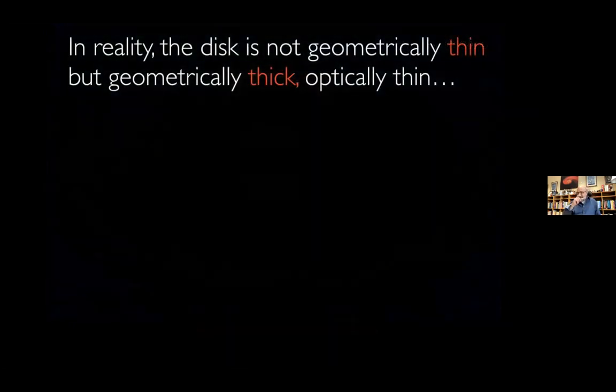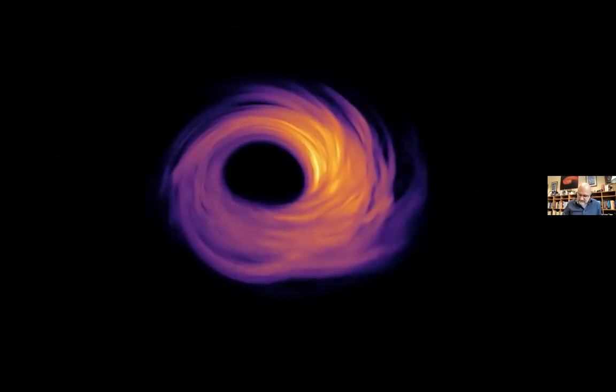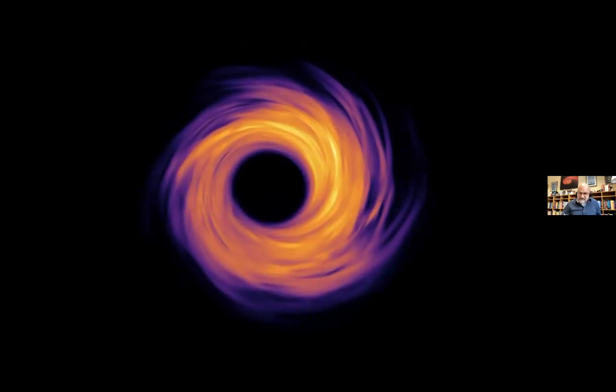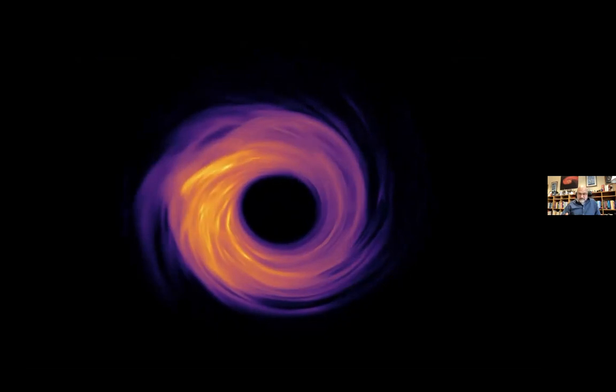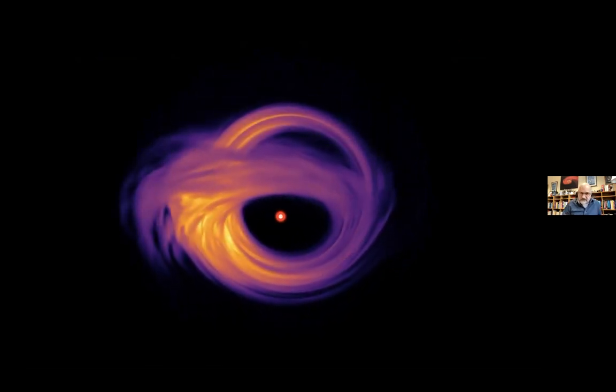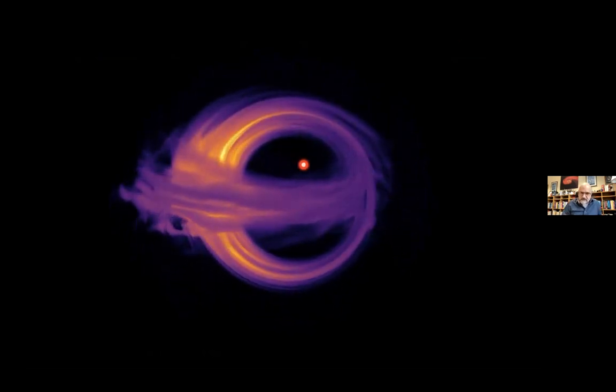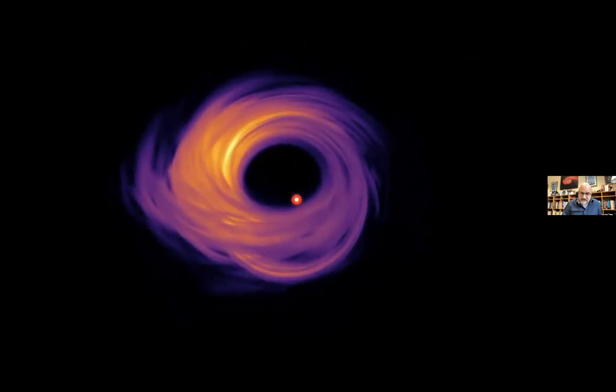Now, as I explained, and as is wrong in Interstellar, the disk is optically thin, but geometrically thick. And so the kind of disk that you have to imagine is like so. And now I'm rotating, so you can appreciate that according to rotation, you may have two parts of the shadow, or you may have a single shadow.